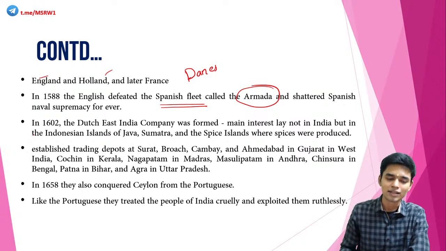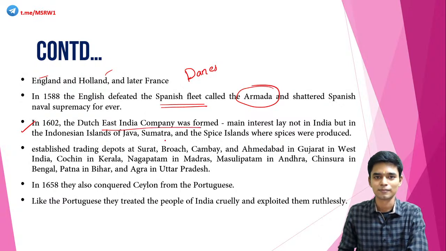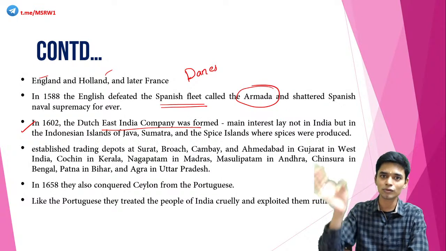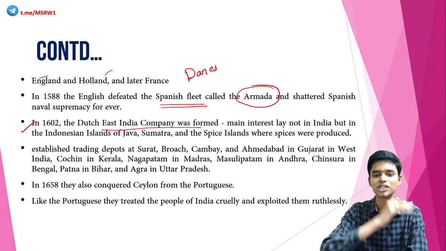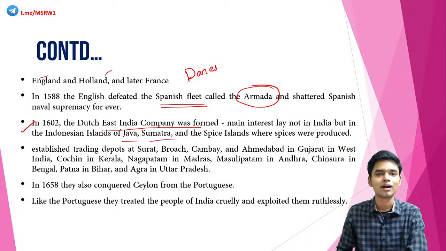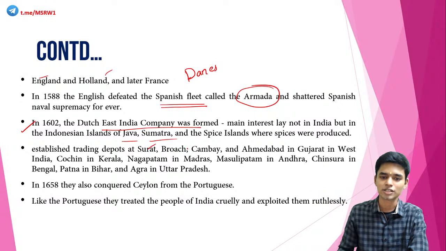Clear? Similarly, in 1602, the Dutch East India Company was formed. Okay, and their main interest did not lie in India. They were eyeing the spice trade, which was more prominent in Indonesia or the East Indies. So they were looking into Java, Sumatra, islands of Indonesia. But even then, they established certain strongholds in India. For example, Surat, Broach, Cambay, Ahmedabad, Kerala, etc.